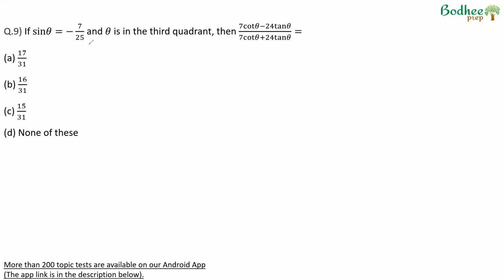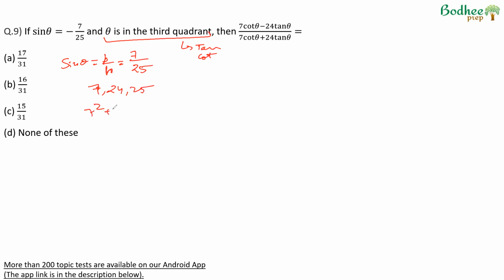Sin theta is minus 7 by 25. Theta is in the third quadrant. Third quadrant means tan and cot are positive. Now sin theta is perpendicular upon hypotenuse. If perpendicular is 7, hypotenuse is 25. We know that with 7 and 25, the triplet that happens is 24.